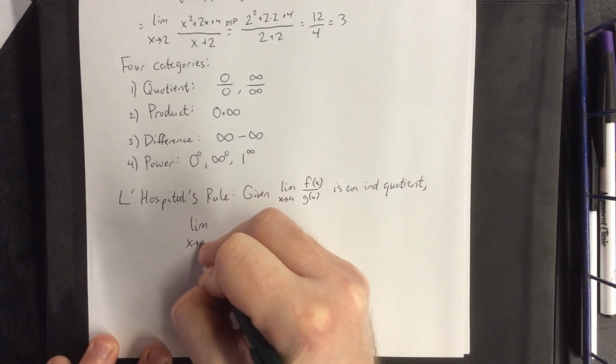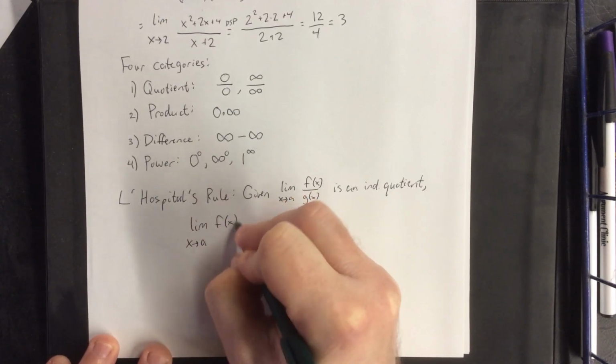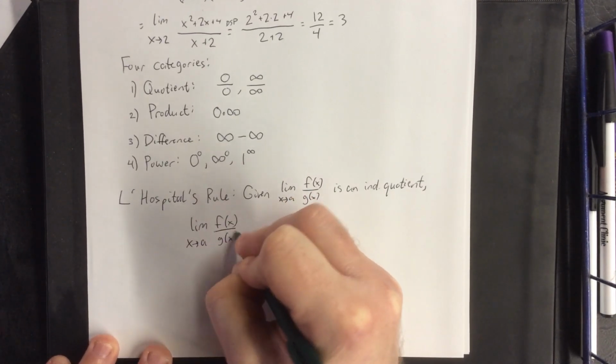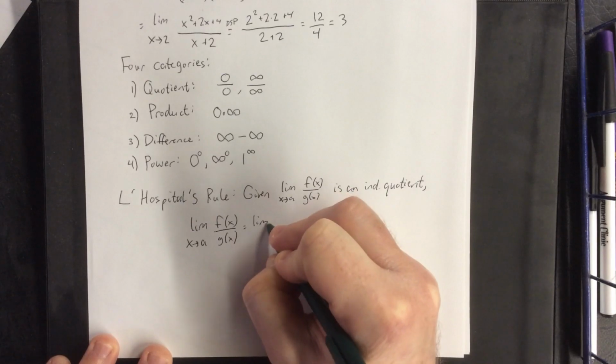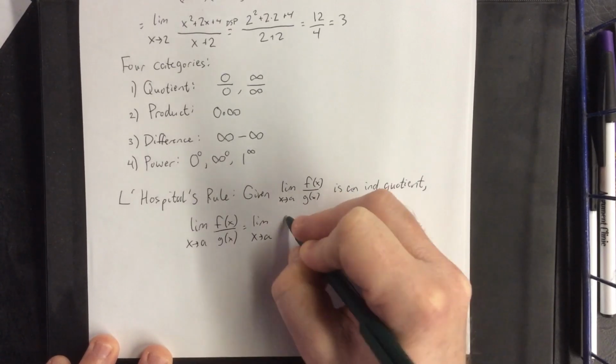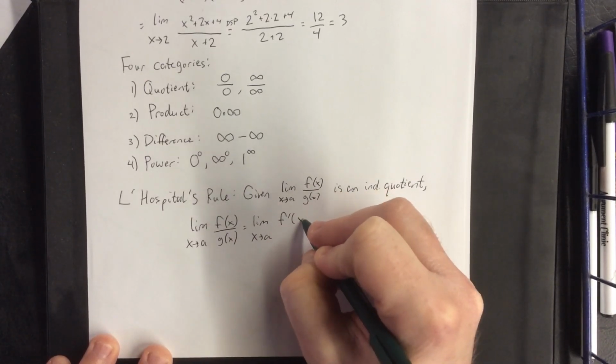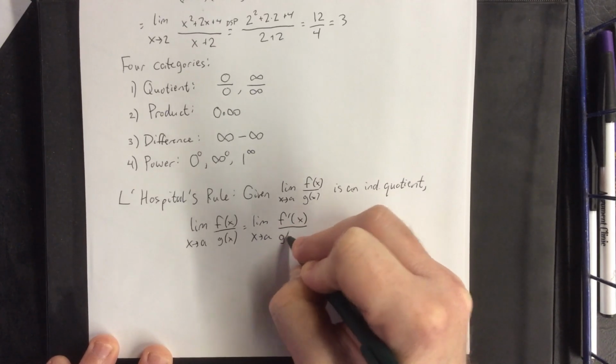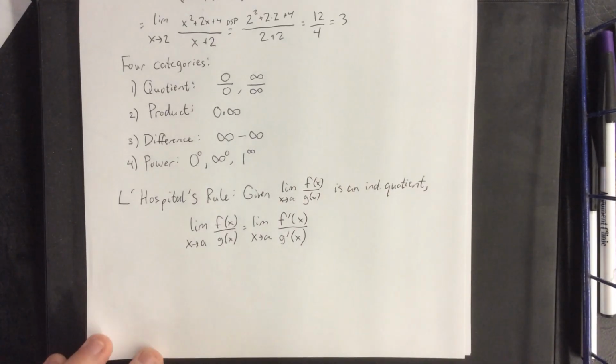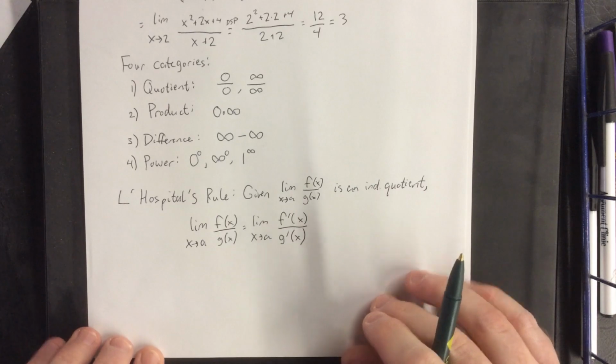Limit as x approaches a of f of x over g of x would be equal to the limit as x approaches a of f prime of x over g prime of x. L'Hopital's rule states that if you take the derivative of the top and the derivative of the bottom of an indeterminate quotient, the value of the limit does not change.